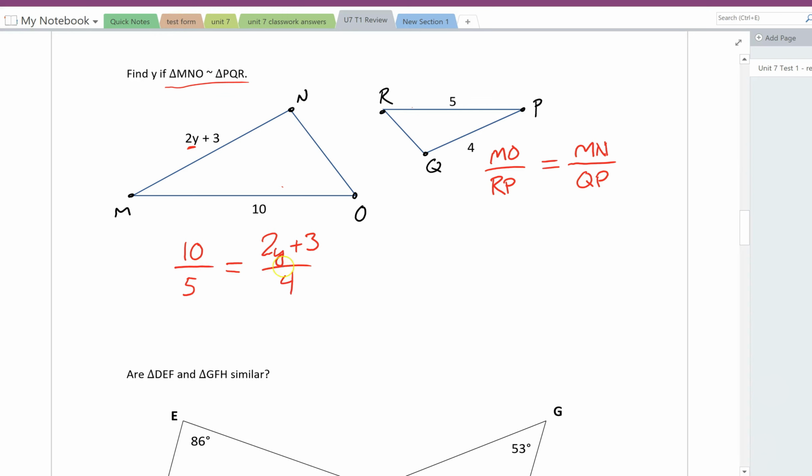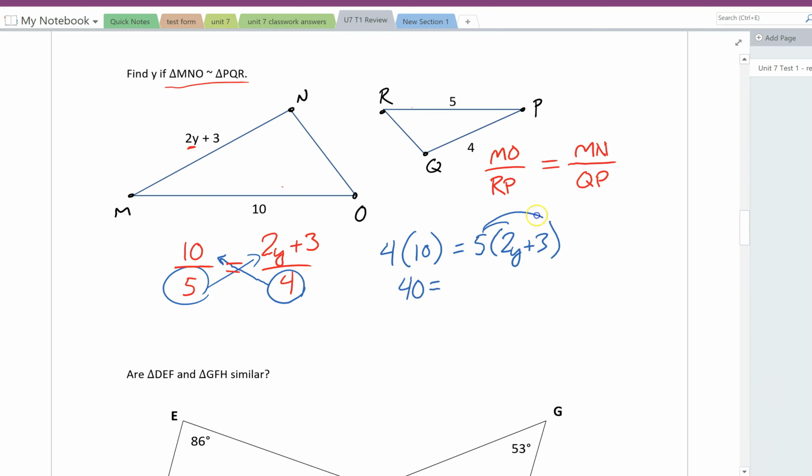What I do when I have fractions on both sides of an equation is cross multiply. So I'm going to multiply that 4 by 10. I'm going to do that on one side. I'm going to have 4 times 10 equal to this 5 multiplied by 2y plus 3. Four times 10 is 40.